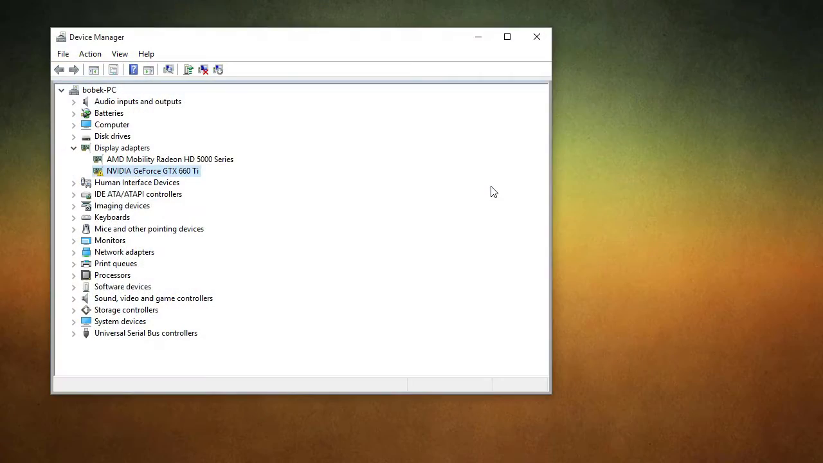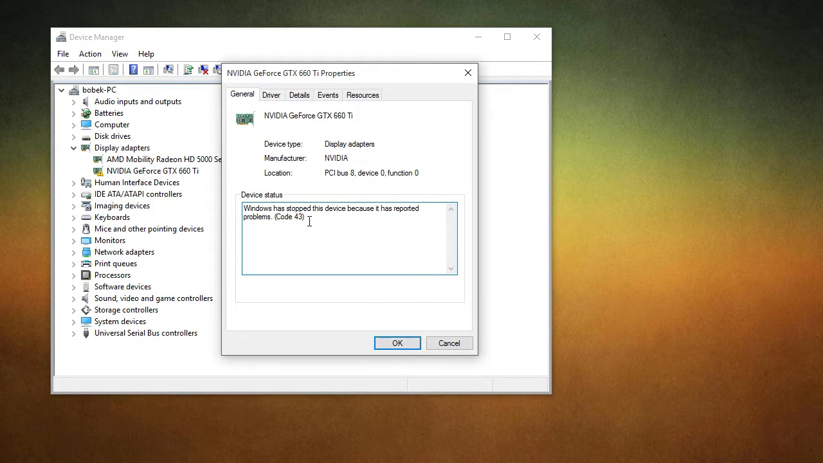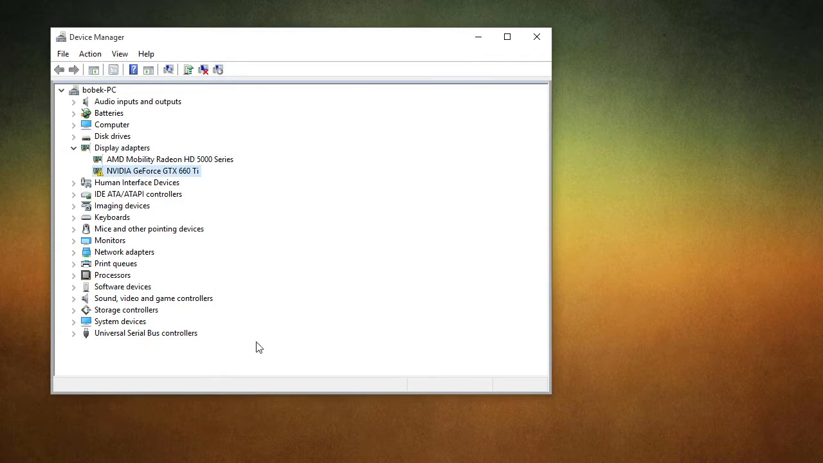Another problem is that usually people have code 12 or code 43 problems, so that cannot be solved on your own. Right now you can see that I had a code 43 problem. That means that the card is detected, but it's not operating. Windows cannot work with it.